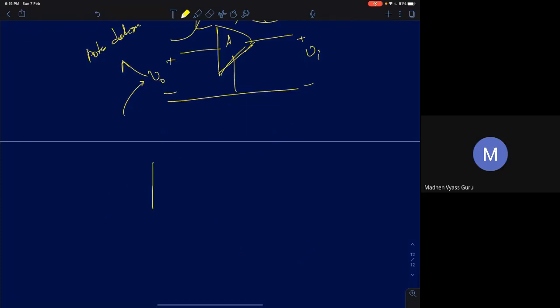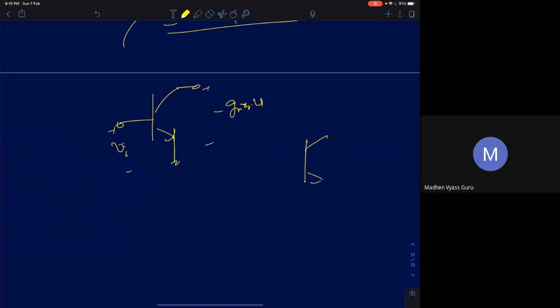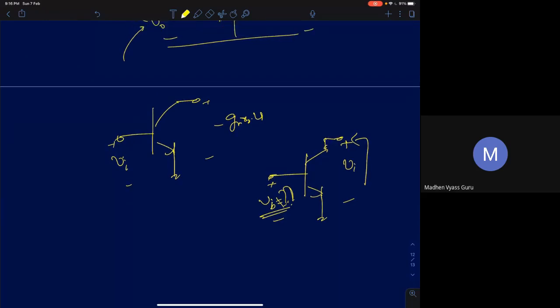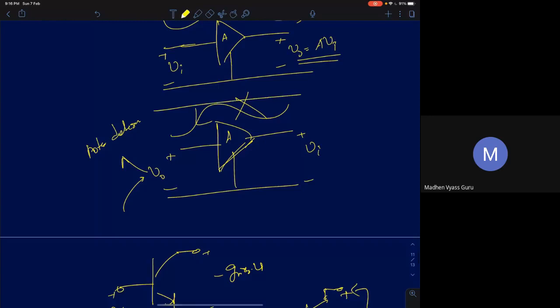Take for example a common emitter configuration. If you apply Vi here, the intrinsic gain is going to be minus GM R naught into Vi. Now what do you think will happen if I apply a voltage at the collector? What will happen to the base voltage here? That is not determined. You don't know what the base voltage is. It's indeterminate. So that's why we say it's a unidirectional amplifier. Amplification happens only in one direction, from input to output.